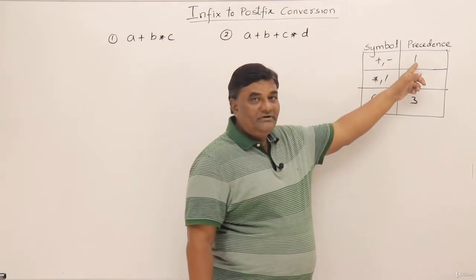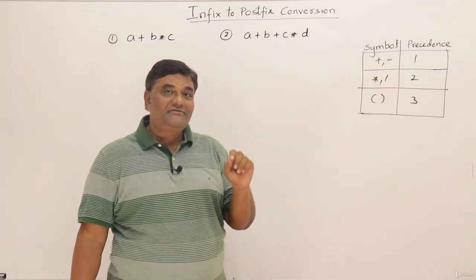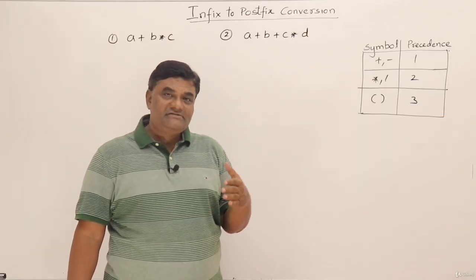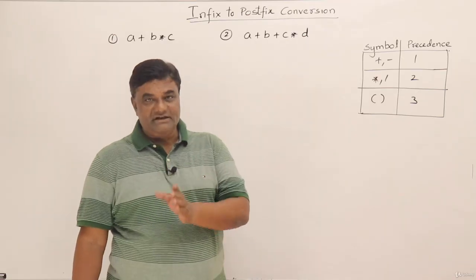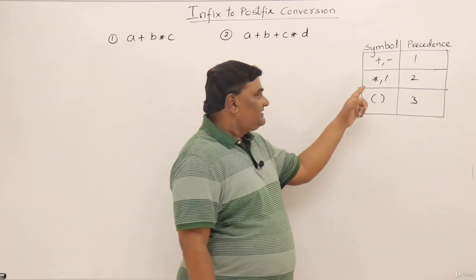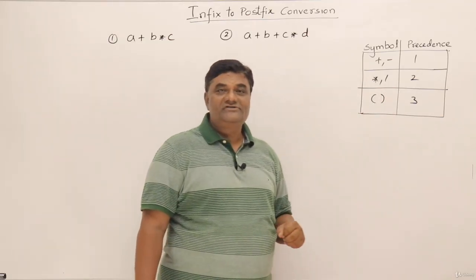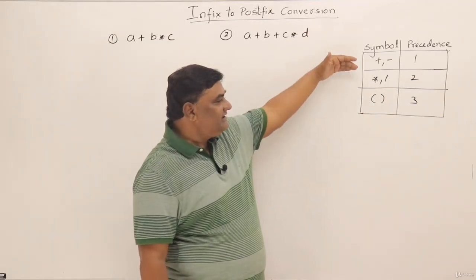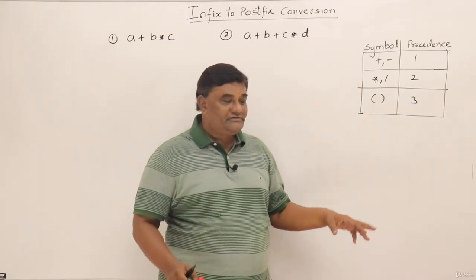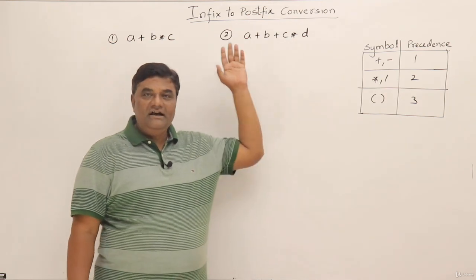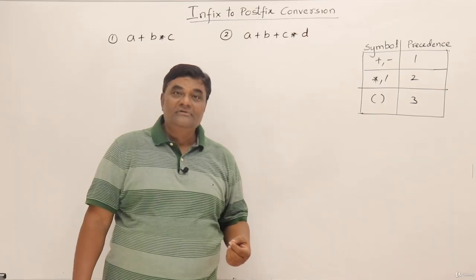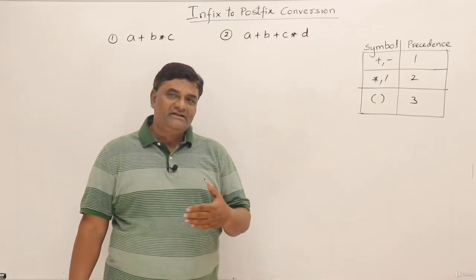Addition and subtraction have the lowest precedence, and both have the same, equal precedence in programming. In mathematics, minus has higher precedence than plus, but in programming, they both have equal precedence. Remember this. In the same way, multiplication and division also have the same precedence, but higher than addition and subtraction. Then bracket is the highest of all. So I have given the number as 3. Now here I have two expressions as an example. Here we will learn how to convert them from infix to prefix as well as postfix.